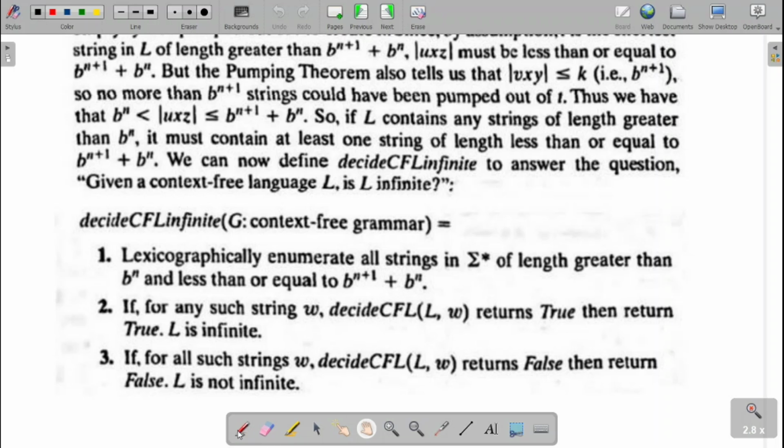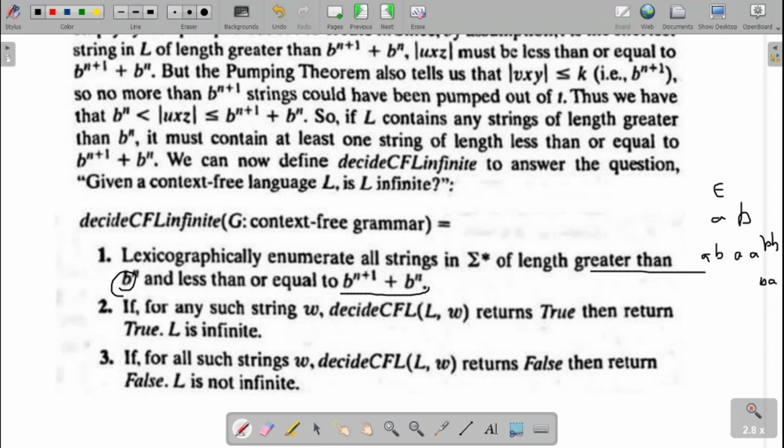What do you mean by lexicographically enumerating? First the strings of length 0, then the strings of length 1, let it be A and B, then the strings of length 2: AB, AA, then BB and BA. We are going to get the 4 combinations there. Then the strings of length 3. If we keep on repeating, at some point we are able to get the strings of length b^n, the length of the strings greater than b^n.